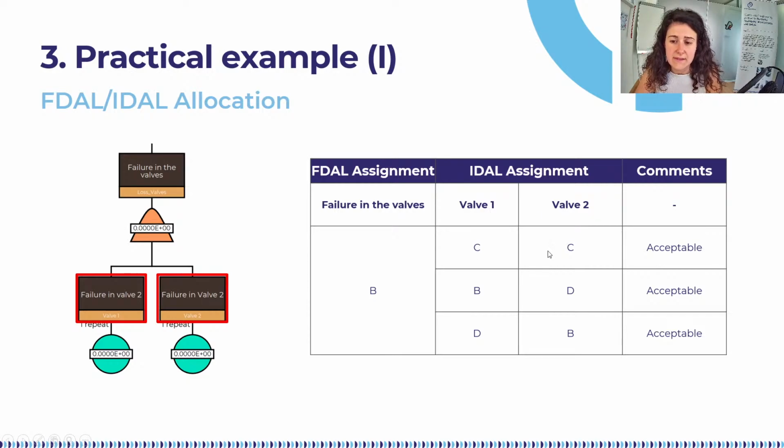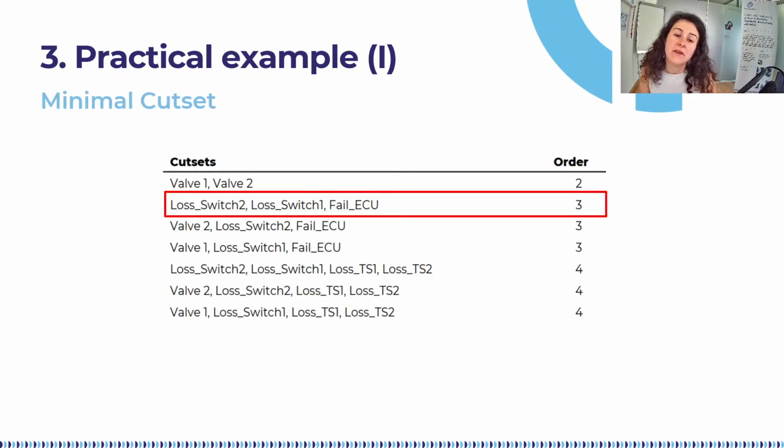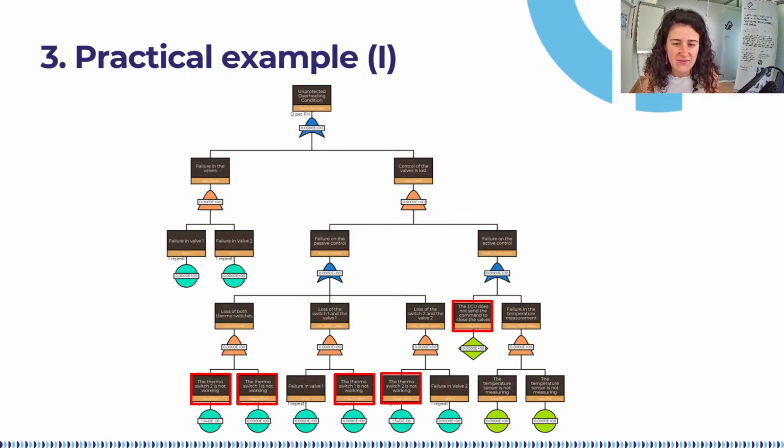can be CC if we demonstrate independence, as I defined before, BD or DB. Three of them are fine. That was the easy one. Then we go next. What happened? Yes, we have here the ECU and the switches. So this will occur, and this needs to be FDAL B.